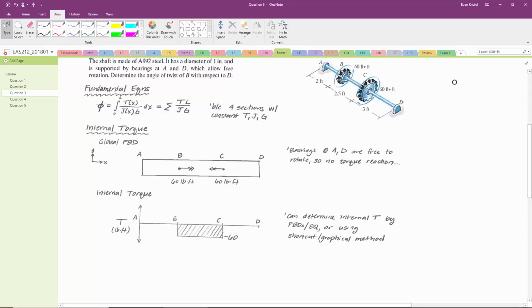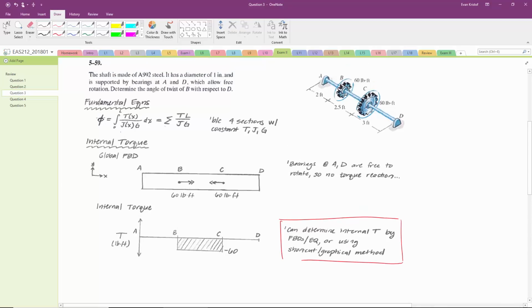Basically there's two different ways to go about it, just like with axial members and just like with beams. It's all about either free body diagrams in equilibrium or the graphical method. And so that's what I note right here. You can determine the internal torque either by creating section cuts with free body diagrams and using equilibrium, or using the graphical method that we've talked about before.